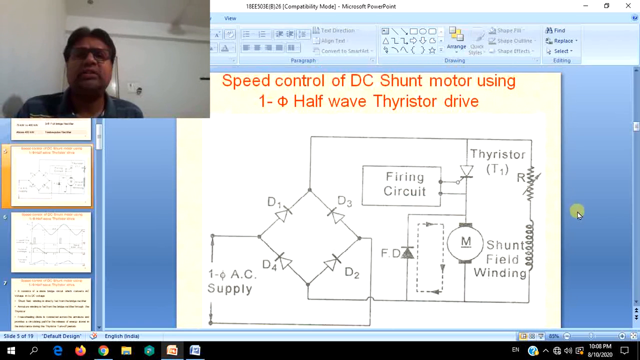Here is the simple circuit shown for speed control of a DC shunt motor using a single phase half wave thyristor drive. Thyristor, SCR. In all our discussions, we will be following SCRs only. They can be any other power electronic device also. Basically, we will be discussing mainly for SCRs.